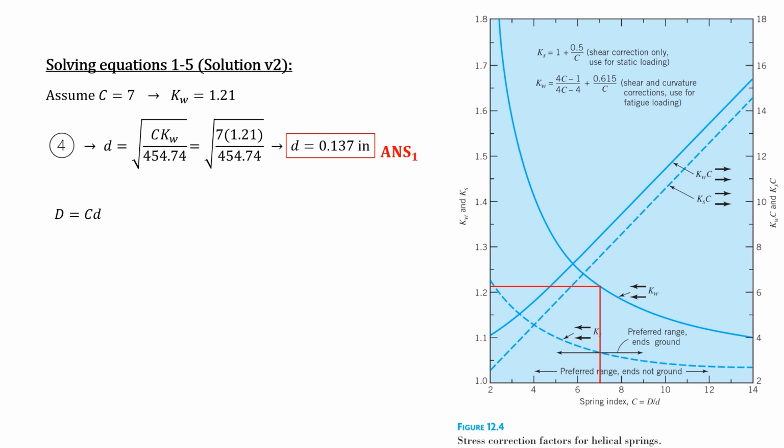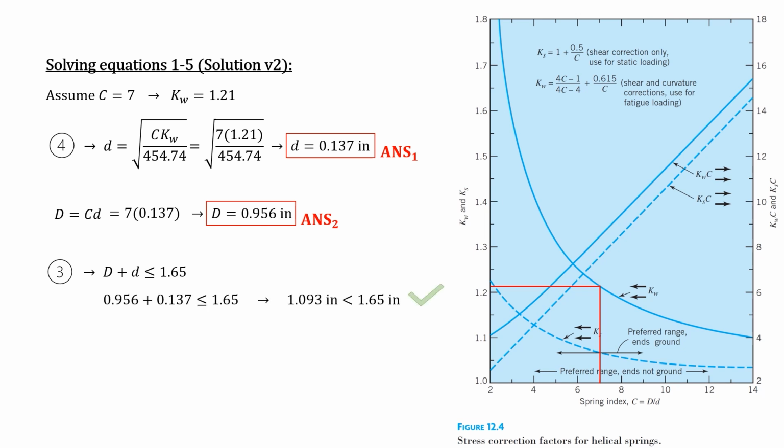Then once again, using this spring index equation, your middle larger diameter is 0.956 inches. We're going to just make sure that this is within your constraints, which it is. It's just 1.093, which is less than 1.65. So you're good on equation 3.